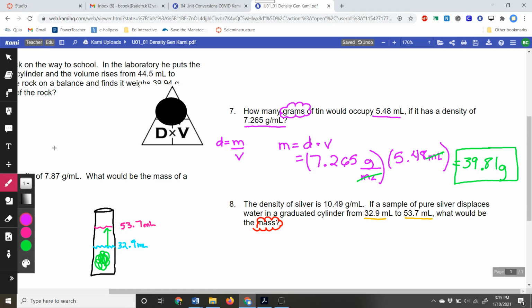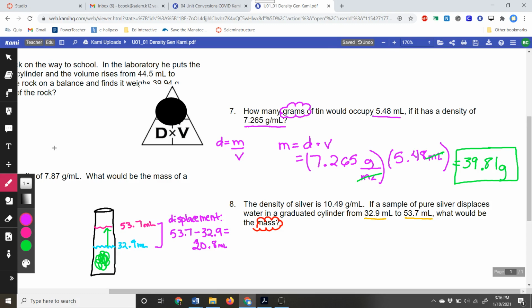So what we're going to need to do is subtract to find the displacement, or how much water was moved because of the object's volume. So to do that, you're going to take your calculator or your head, and you're going to do 53.7 milliliters minus 32.9 milliliters. So let's do that real quick in our calculator or your head, and you're going to get 20.8 milliliters. So we're going to assume that the volume of the object is going to be 20.8 milliliters based on the amount of water it displaced in the graduated cylinder.